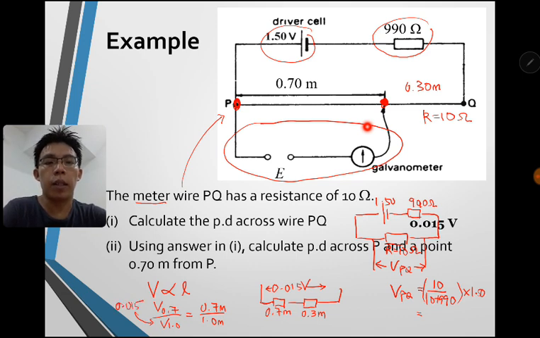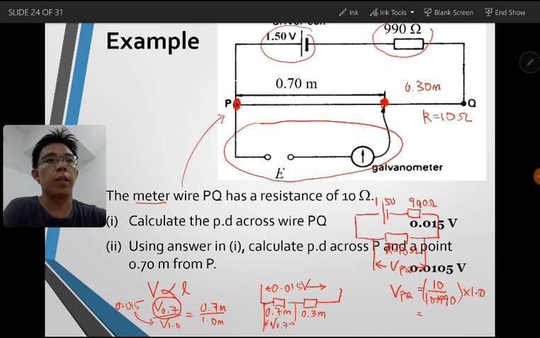Sub in this, then you should be able to get the V of 0.7, which is what the question is asking for. Then you should get 0.0105. Okay, so next part of the question, let me erase this one first.